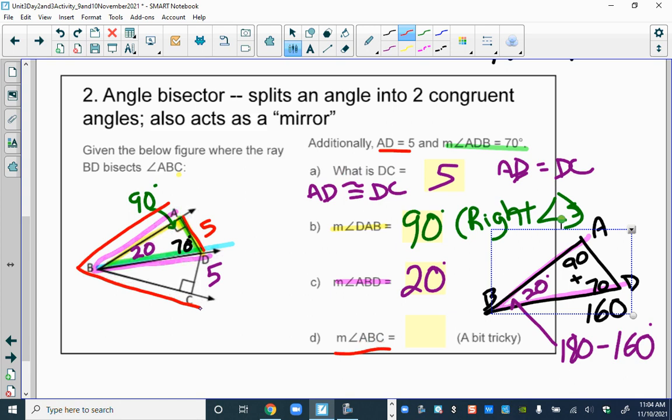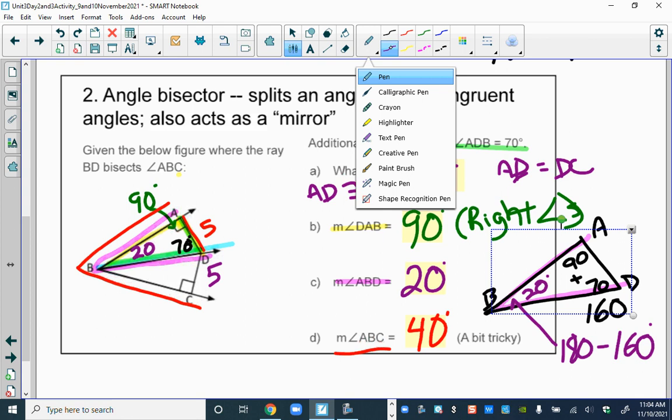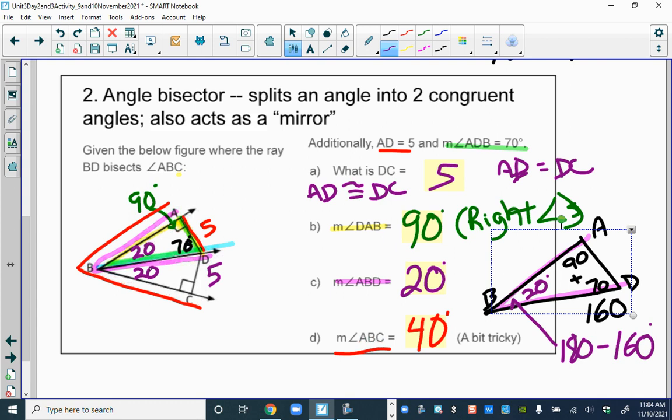Very good. Here's how you got the 40. Well done, guys. Because you go to this triangle diagram, here's your mirror. So that little angle is 20. That other angle has to be 20. So then what's 20 plus 20? 40. Bingo.